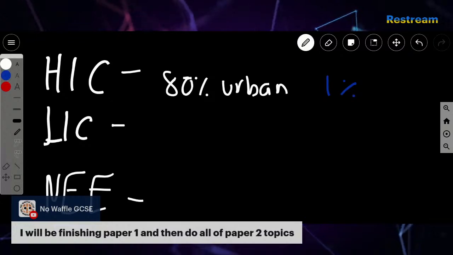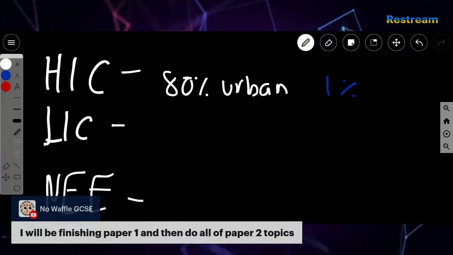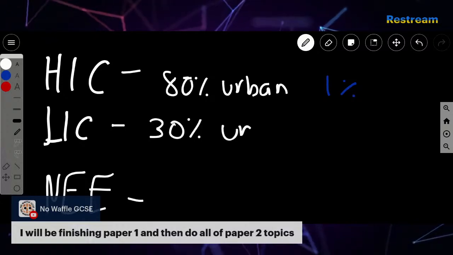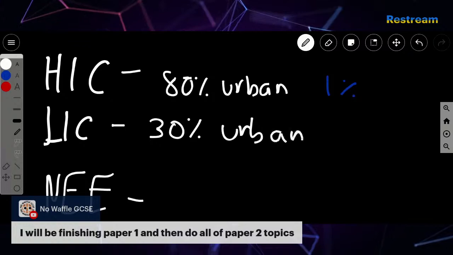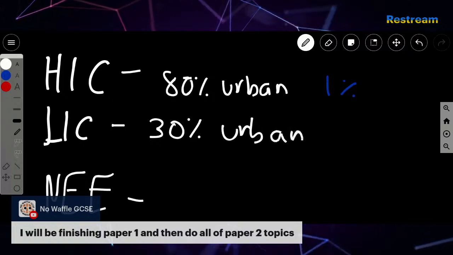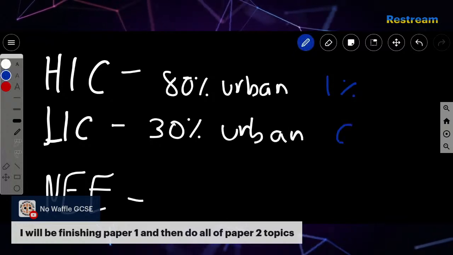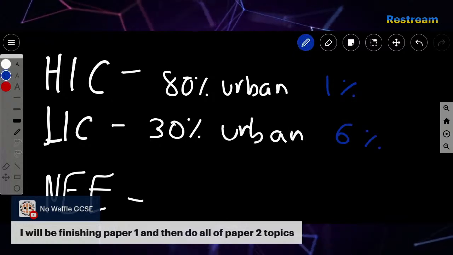Now, in terms of lower income countries, less than 30% of the population live in urban areas. This then means that they have high rates of urbanization because more people actually don't live in urban areas, and therefore they have a rate of 6%.